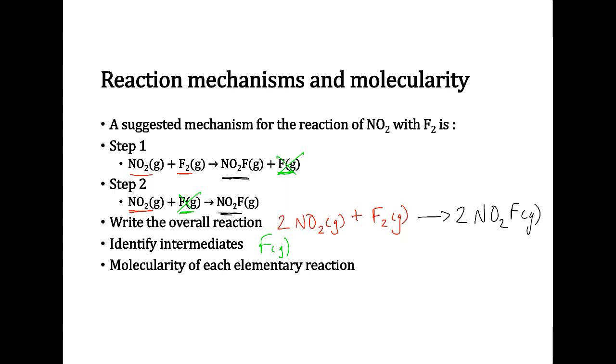And if we were going to determine the molecularity of each step, well, in step 1, how many molecules collide with each other in the reactants? Well, step 1 is bimolecular. And then if we look at step 2, there's, again, 2 molecules that are colliding with each other, so it too is bimolecular.